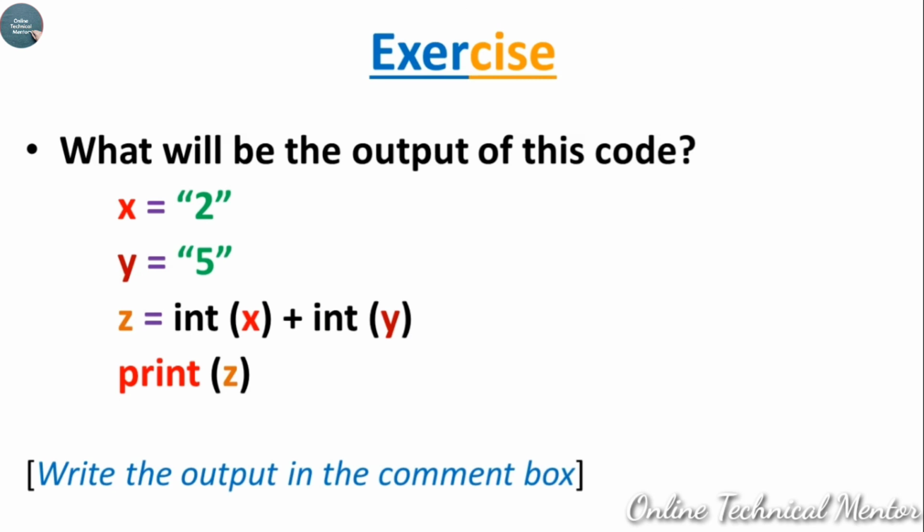Can you tell me what will be the output of this code when x equal to 2 written within double quotes, y equal to 5 within double quotes, z equal to int x plus int y, print z. It's a very simple exercise. Just write down the output in the comment box.